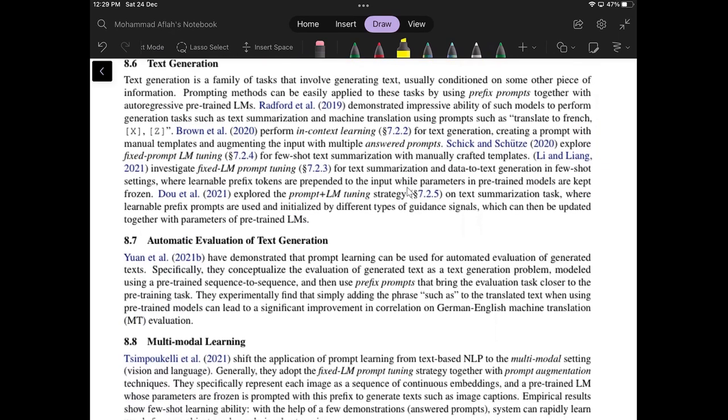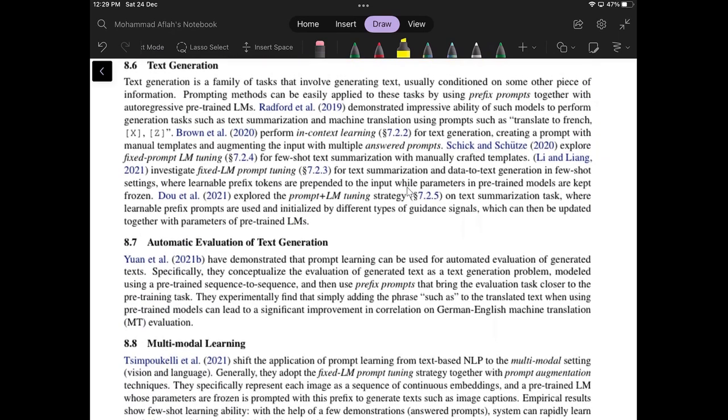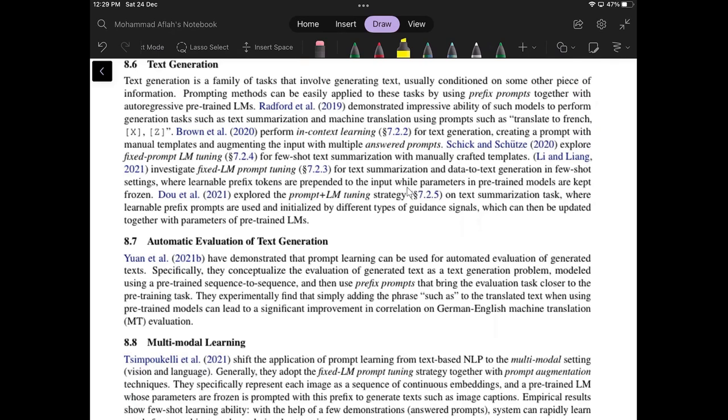Text generation is a family of tasks that involve generating text, usually conditioned on some other piece of information. Prompting methods can be easily applied to these tasks by using prefix prompts together with autoregressive pre-trained language models. Radford et al. 2019 demonstrated the impressive ability of such models to perform generation tasks such as text summarization and machine translation using prompts such as translate to French. Brown et al. performed in-context learning for text generation, creating a prompt with a manual template and augmenting the input with multiple answered prompts.